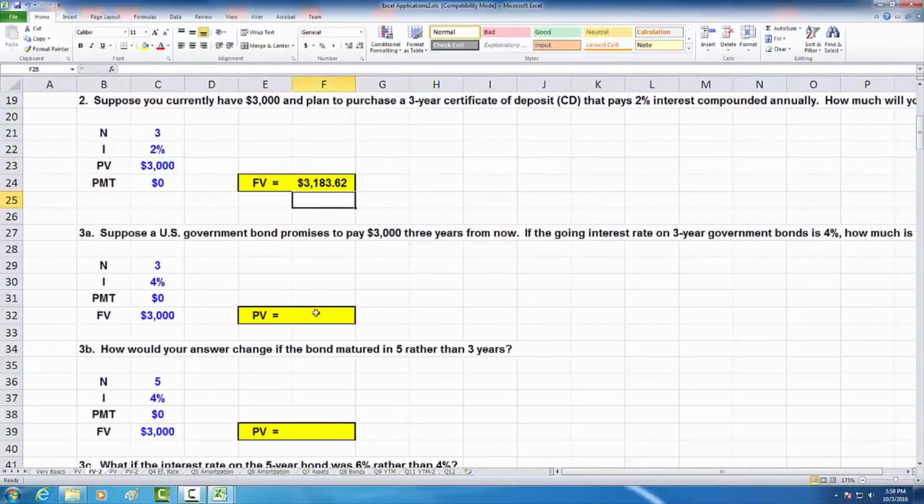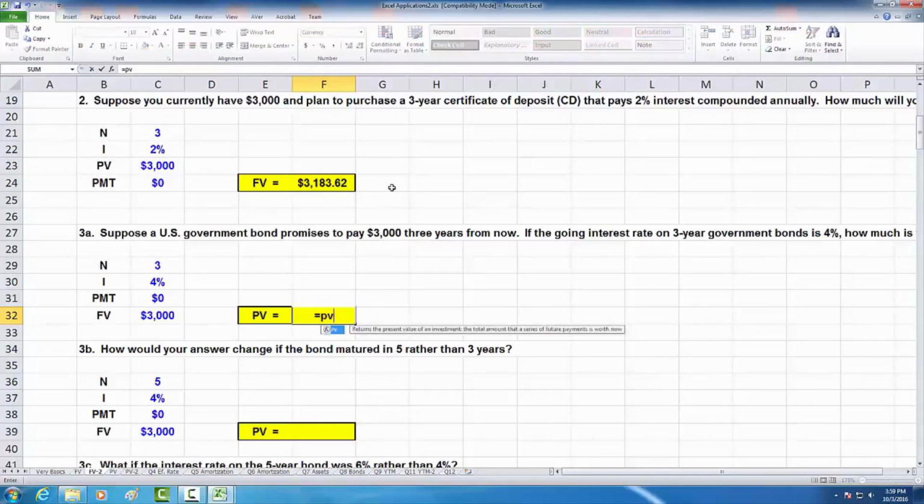So what you need to do, again, click here. This time we are going to use the present value function. Use the equal sign, write PV instead of FV, and it gives you the explanation. PV returns the present value of an investment, the total amount that a series of future payments is worth now. Okay, so use the parentheses here.